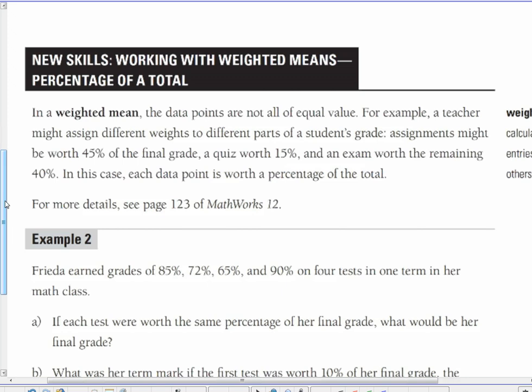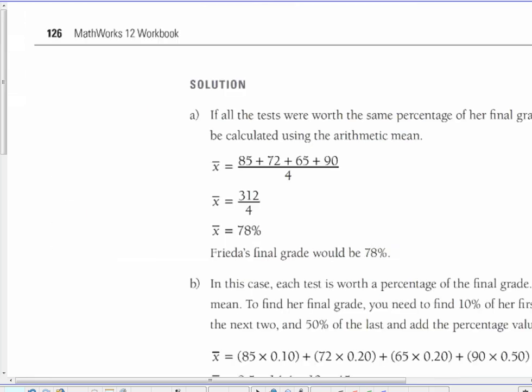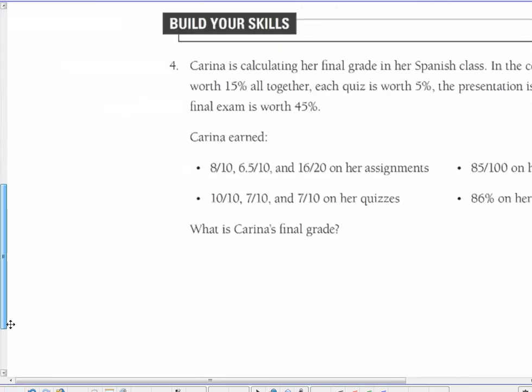Trim mean is pretty simple. Weighted mean is a little bit more difficult. So weighted mean is when different values are weighted differently. And we get that because you're in school and you see that on your report cards, right? Different things are weighted differently. So this is an example that they already did. We're going to work through our own example. Let's go over to number 4 here.